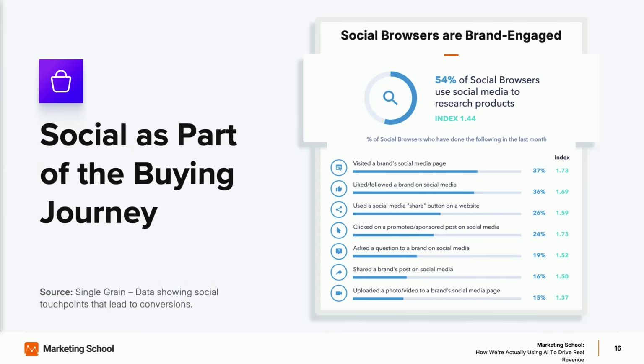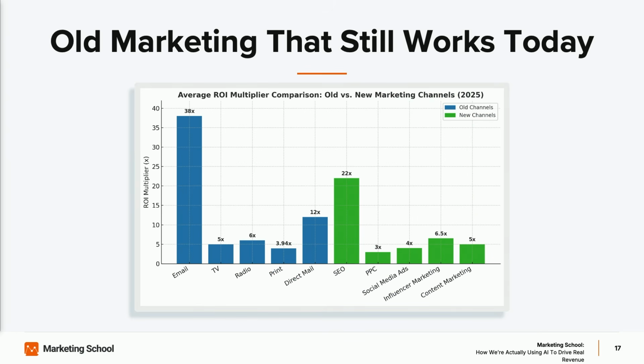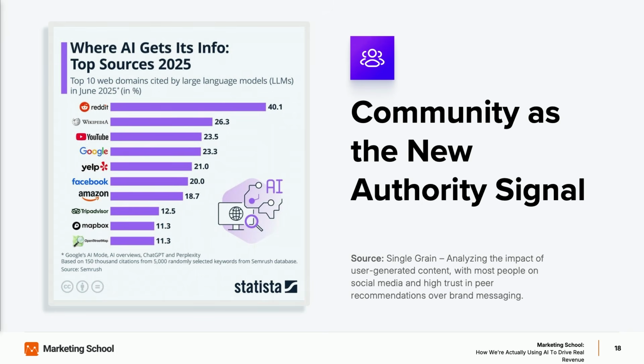Yeah. All right. So look, I'm going to show you a couple of charts here. I think the next one's more interesting to me. But 54% of social browsers use social media to research products. Okay, that's nothing really new. What's more interesting to me is this one, and I'm going to back up in a second, what I called out earlier.